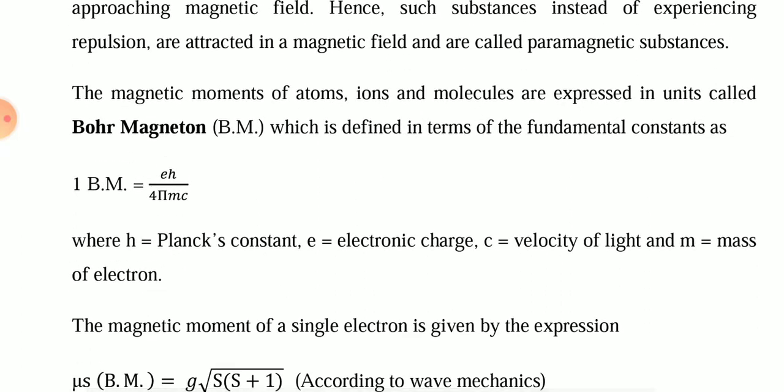Okay, here is a formula to calculate the Bohr magneton. One Bohr magneton is equal to eh by 4 pi mc, where h is the Planck constant, e is the electronic charge, c is the velocity of light, and m is the mass of the electron. From this formula you can calculate the magnetic number of the atom.